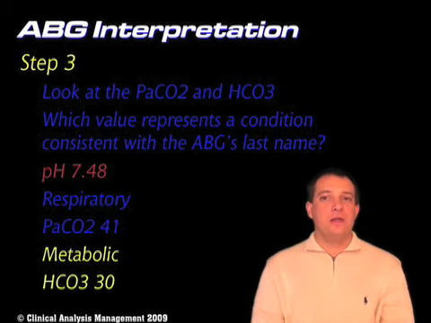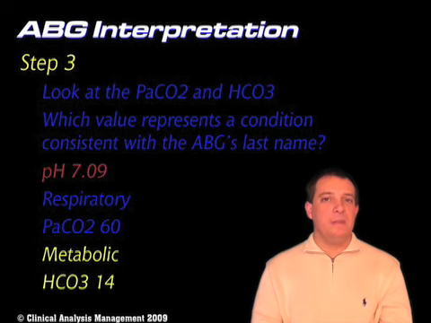Okay, let's look at this one right here. You've got a patient who's got an ABG that shows you a pH of 7.09. Their CO2 is 60 and their bicarb is 14. So is anything abnormal? Yes. Obviously 7.09 is out of whack. So is the CO2. So is the bicarb. Okay, so this needs to be interpreted.